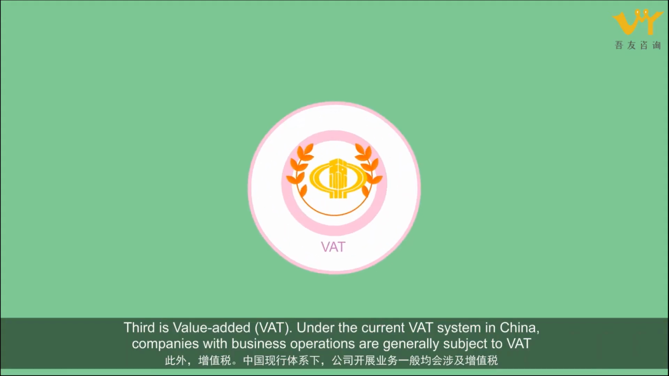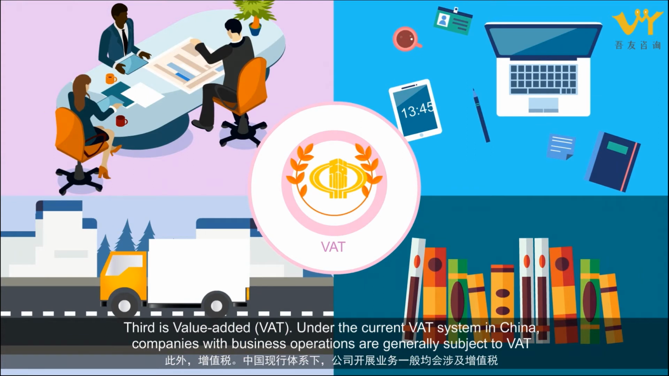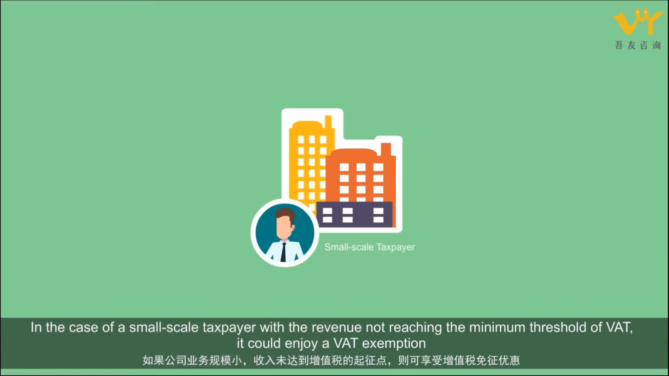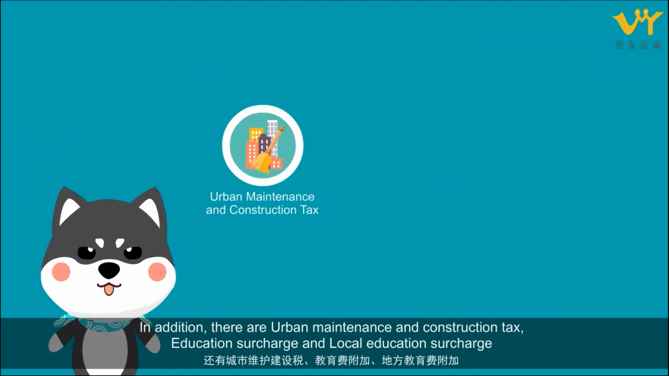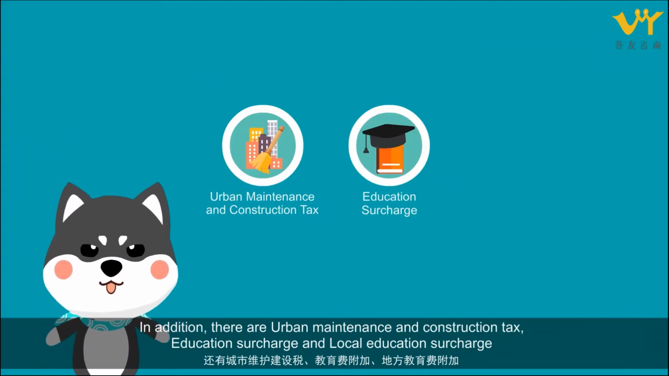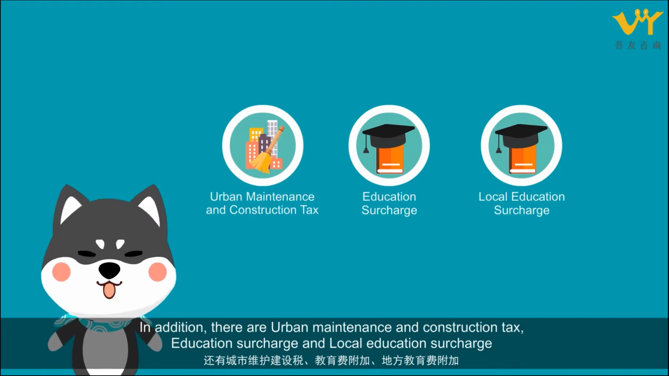Third is value-added tax, VAT. Under the current VAT system in China, companies with business operations are generally subject to VAT. In the case of a small-scale taxpayer with the revenue not reaching the minimum threshold of VAT, it could enjoy a VAT exemption. In addition, there are urban maintenance and construction tax, education surcharge, and the local education surcharge.